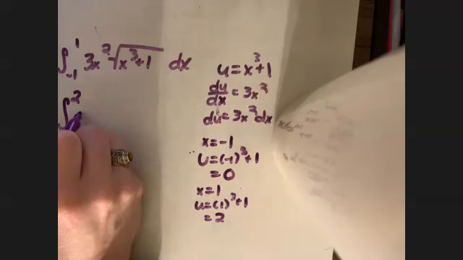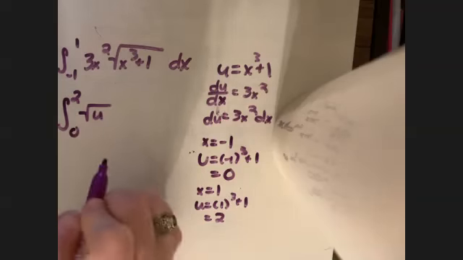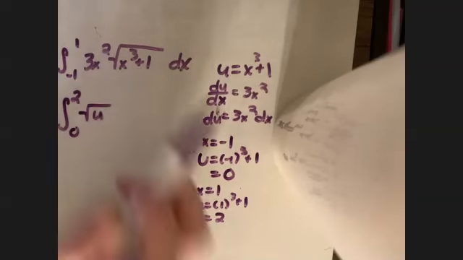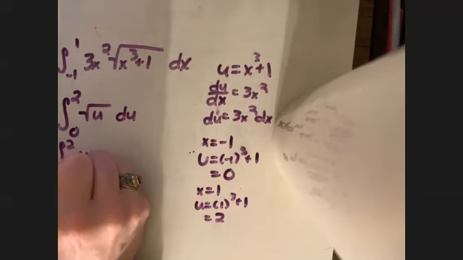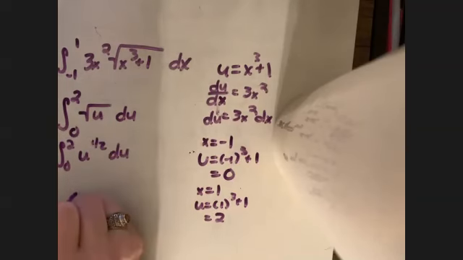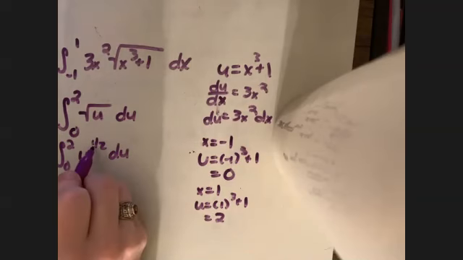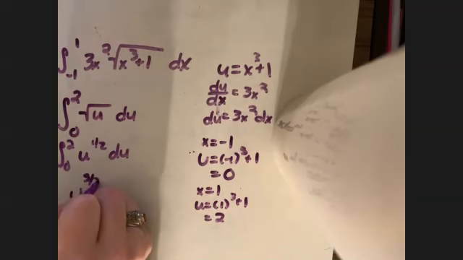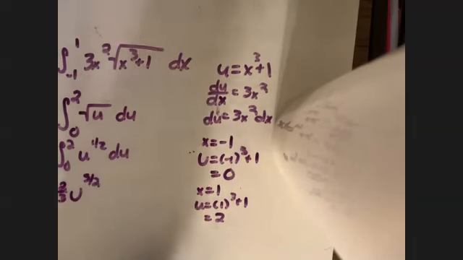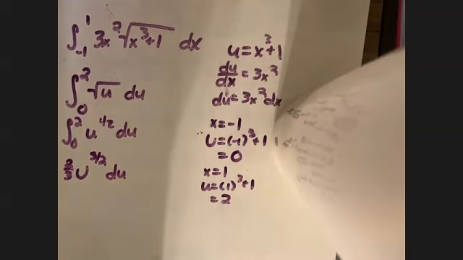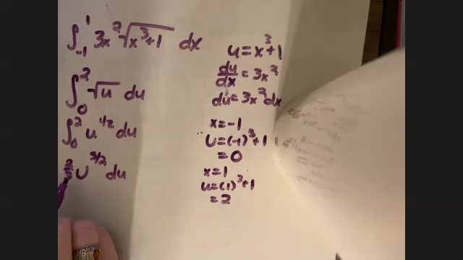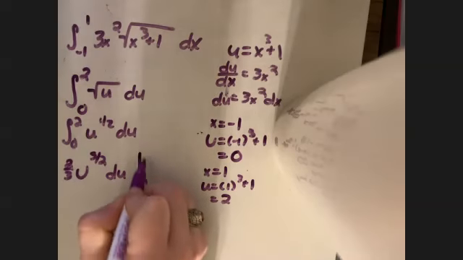Okay, so I've got square root of u, and then our 3x squared dx is du. So I'm going to switch this out. U to the 1/2. So integrating up, if I add 1, that's going to take me to 3/2. Means I need a 2/3 out here in the front. Du. Okay, and this would be evaluated from 0 to 2.